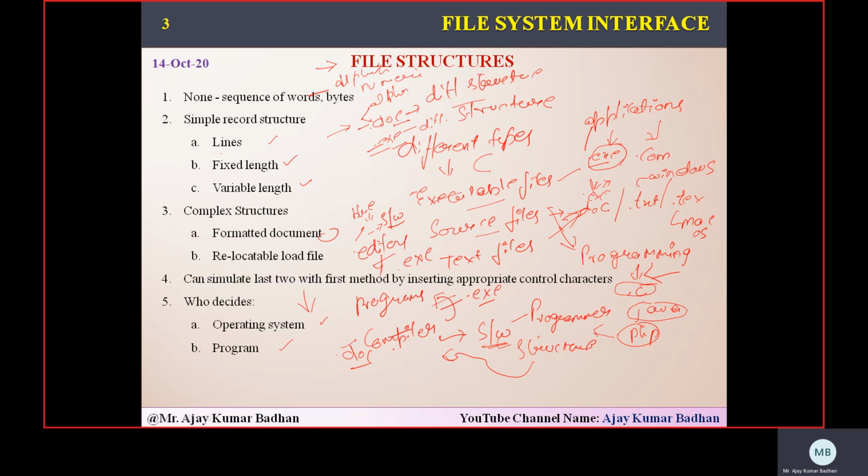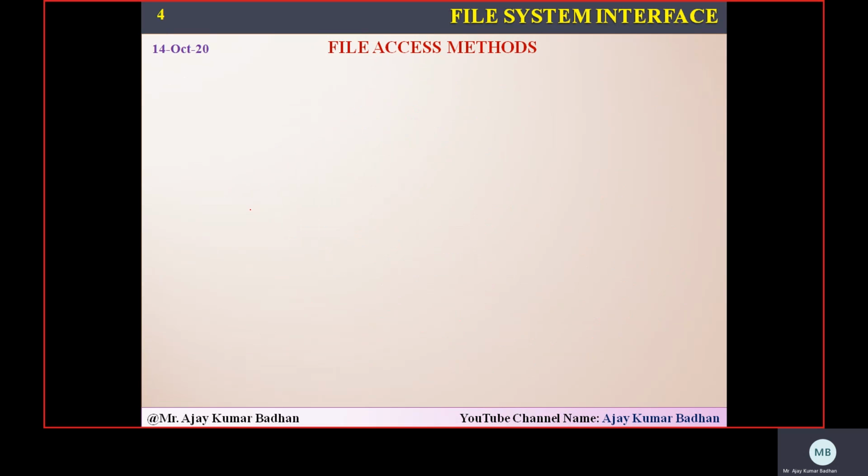So based upon the type of the file, based upon the extension, we can find out which particular file belongs to which particular structure. Now let's come to the file access methods.